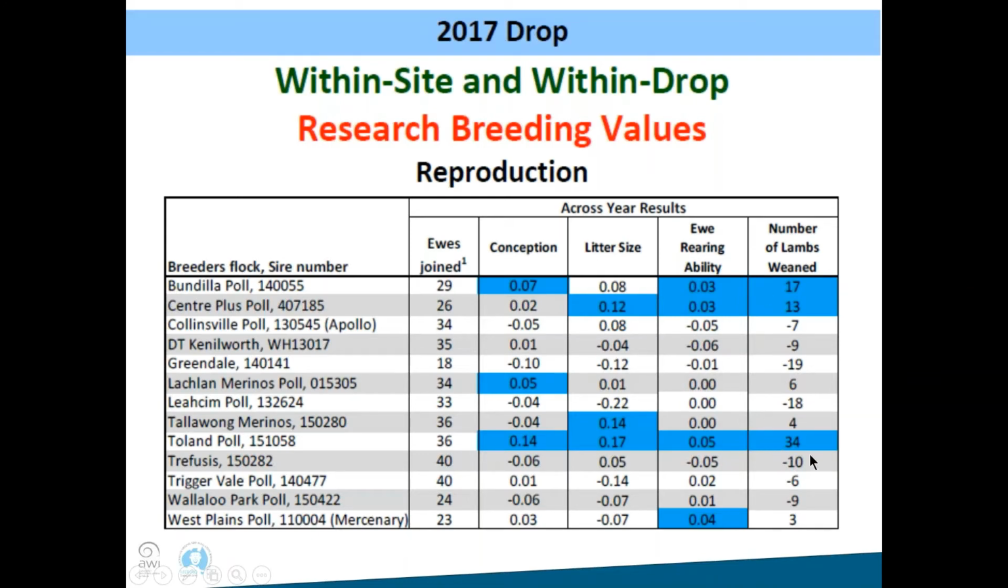You'll see some sires are just particularly good for number of lambs weaned because they were good all the way across for conception, litter size, and ewe rearing ability. But other ones, for example, may have just had particularly good rearing ability or high conceptions. I'm going to leave it there. All of this information is available in the site booklet for you to have a look at. But I hope that's helped you understand, particularly some of the differences between the raw data and the sire means and the flock breeding values.